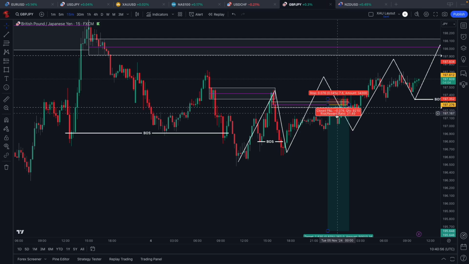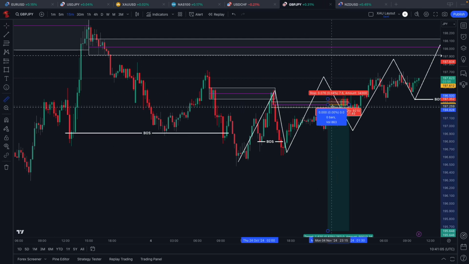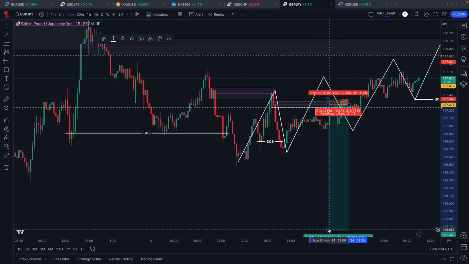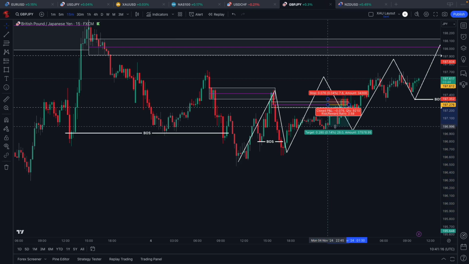And we could look to take partials and implement safety measures like SL moves. So you can see here that the price did actually go on to trade 26 pips to the downside after the penetration of this zone. Our stop loss was only 7.6 pips.